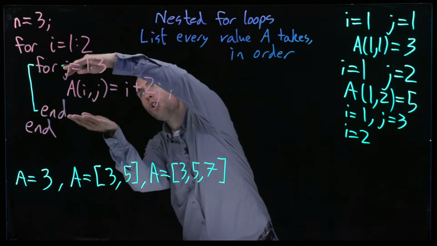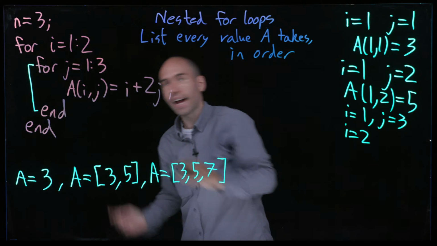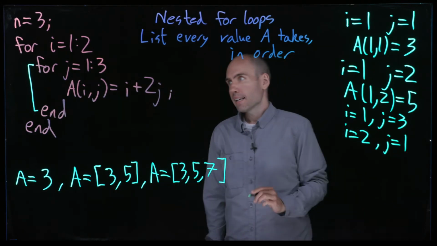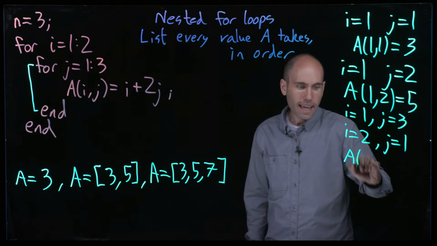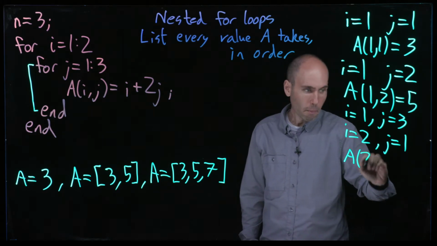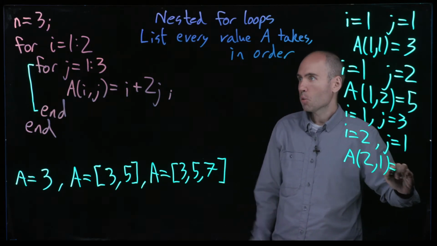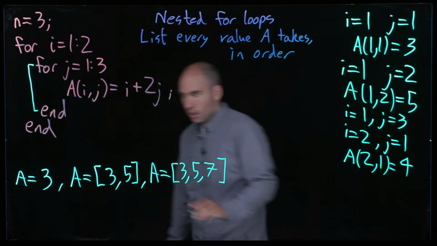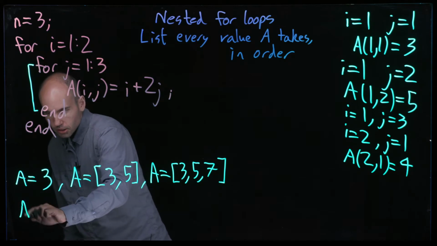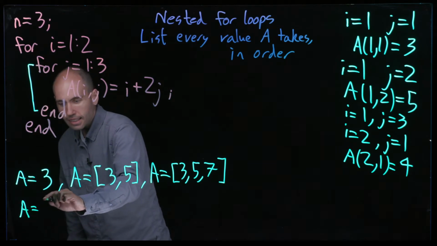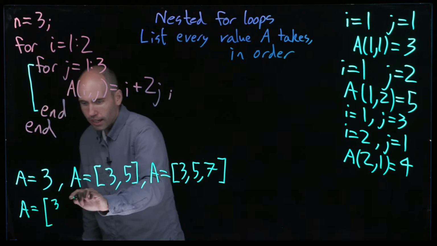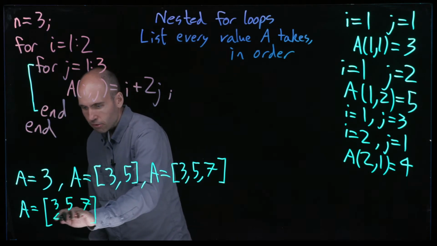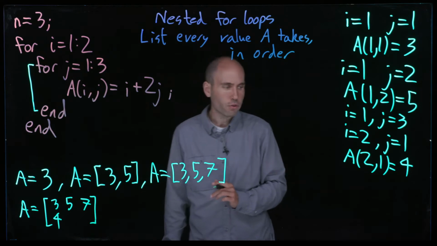So now we do all this stuff again, starting from scratch. So j is equal to 1. And then we have a2,1 equals 2 plus 2 equals 4. So the next value that a takes is 3, 5, 7, and then in row 2, column 1, we have a 4.